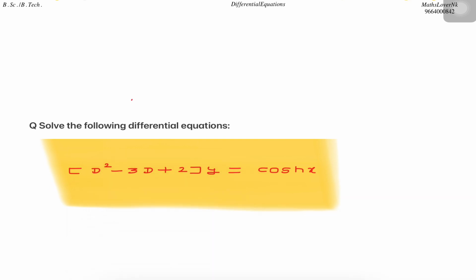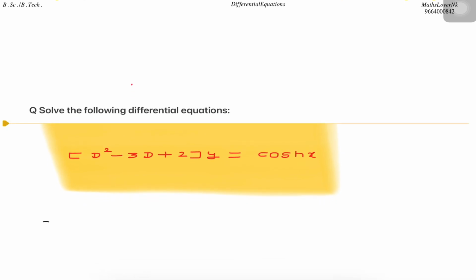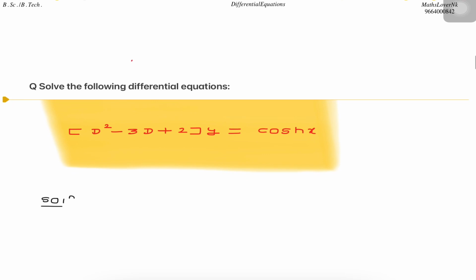In today's lecture, we are solving a question related to differential equations. The question says: solve the following differential equation, (D squared minus 3D plus 2) y is equal to cos hyperbolic x. Solution. Let us write down here.